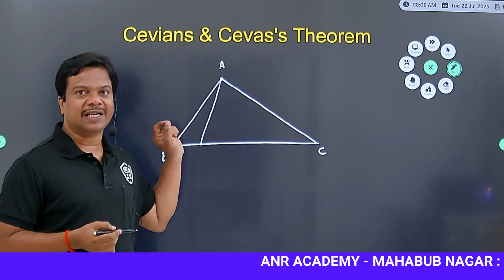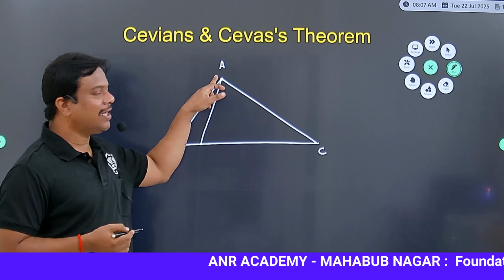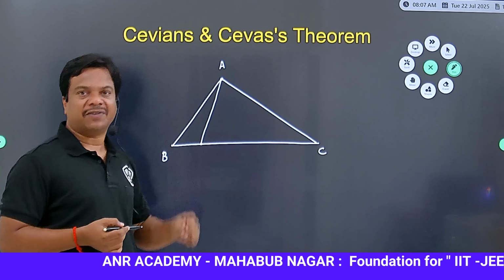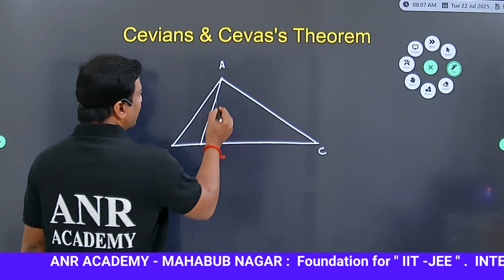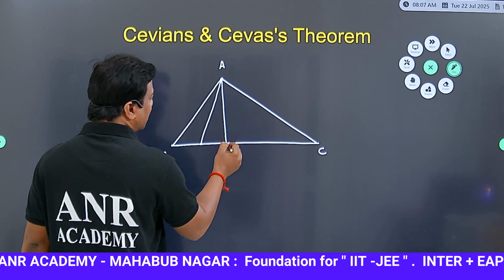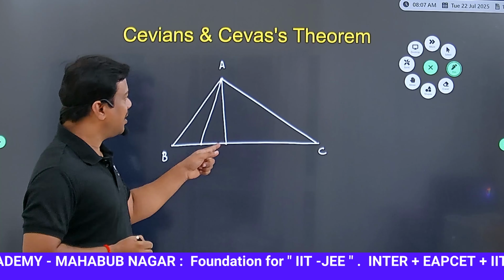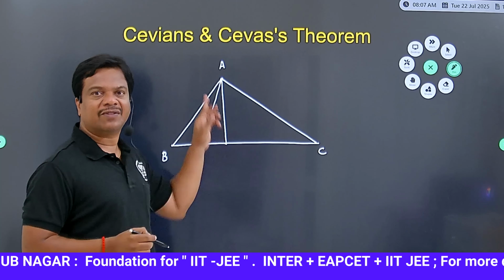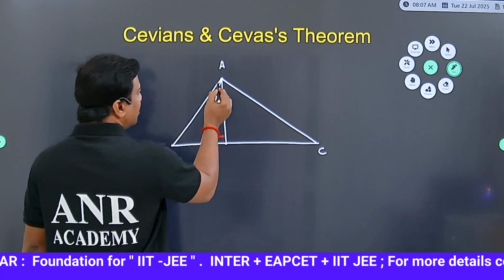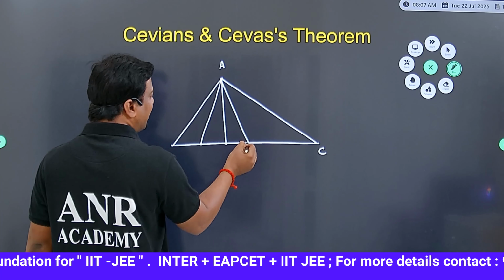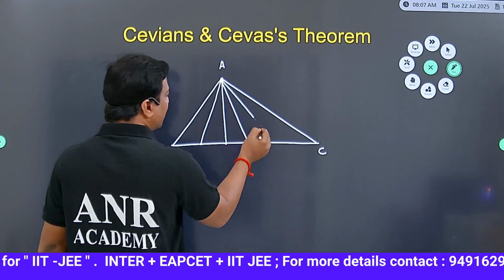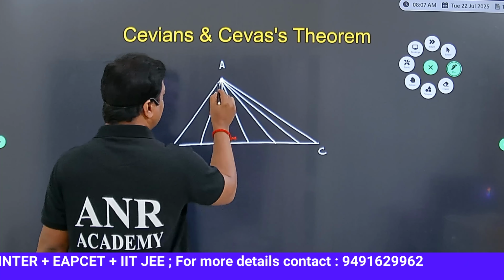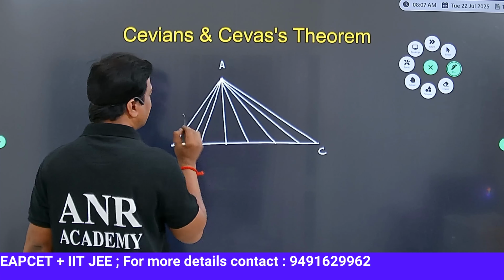A cevian is a line segment joining a vertex to any point on the opposite side of that vertex. This is one more cevian. Why? Because it is also joining a vertex and a point on the opposite side of the vertex. So there exist infinitely many cevians passing through a vertex. These are all cevians of the triangle.